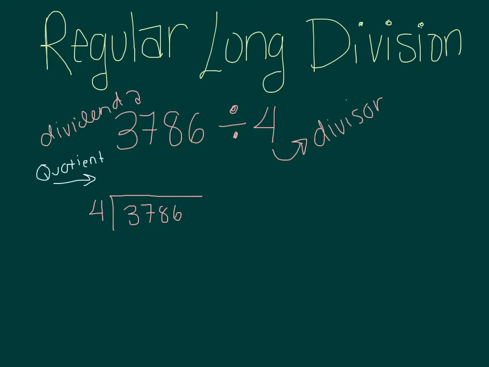Now, if this number doesn't go in perfectly, we're going to have something called a remainder. So let's keep that idea in our heads on the side. We might have a remainder. All right, let's get going.